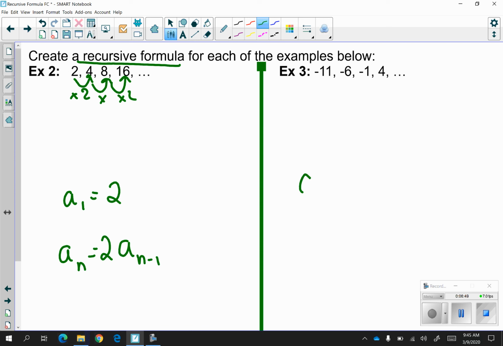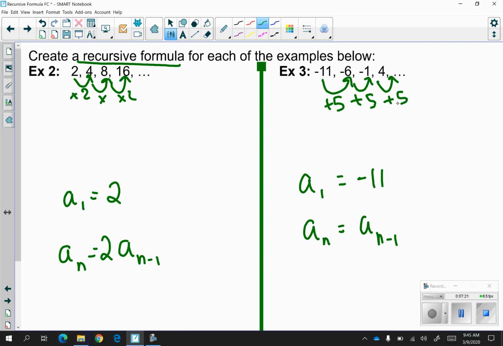Let's try it again. Your first term, in this case, is negative 11. Now, what's the pattern going on? To get from my previous term to the next, so to get from negative 11 to negative 6, you're going to have to add 5. To get from negative 6 to negative 1, you add another 5. Because you can add the same number each time, this is arithmetic, and you're going to have the previous term plus 5. You could also write 5 plus a sub n minus 1, because addition is commutative.